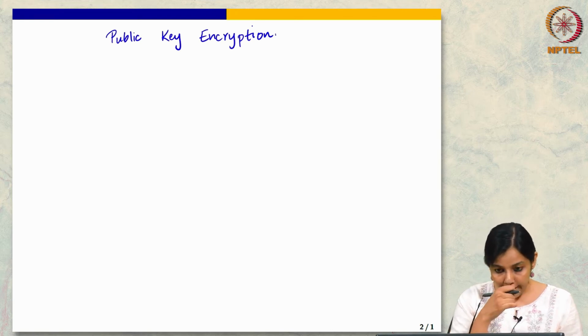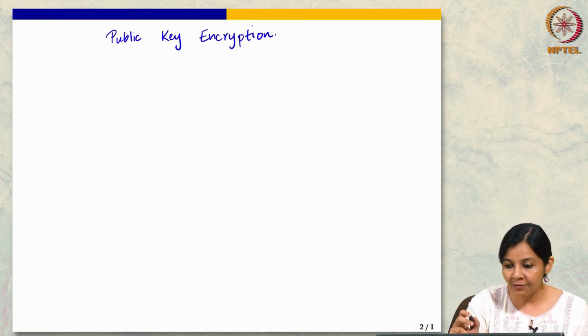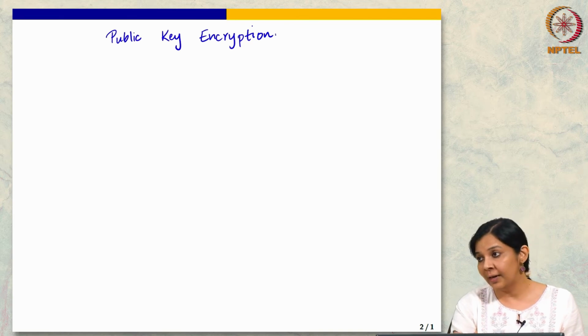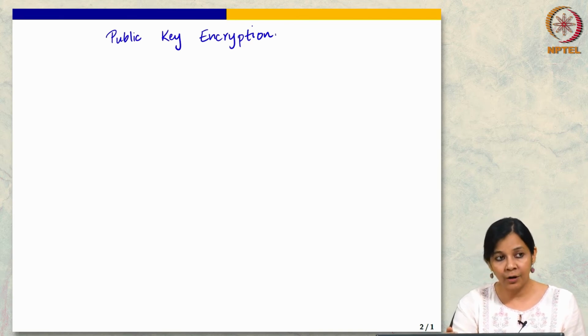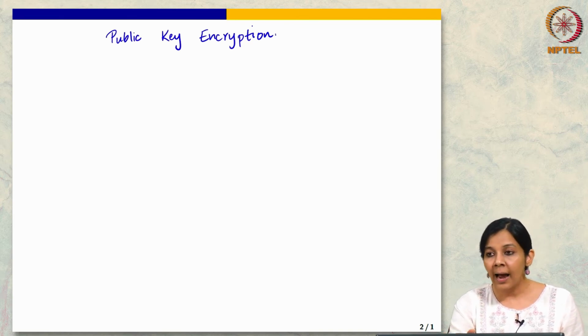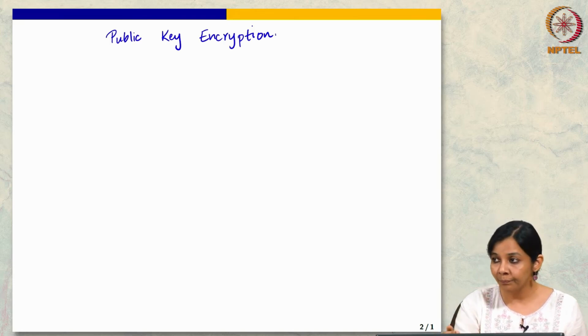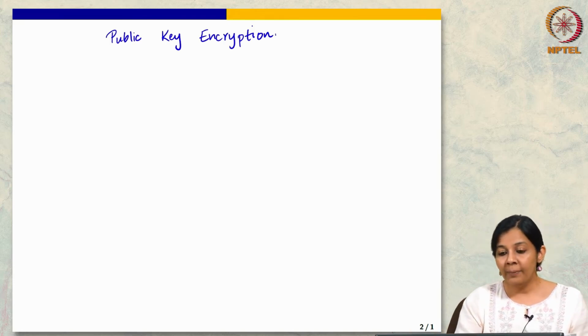Okay, so let's start by defining this object, and then we will see two constructions today. One will be using the decision Diffie-Hellman problem, which we defined last time. We can recall what it is again, and the second one is the RSA. Okay. So public key encryption.